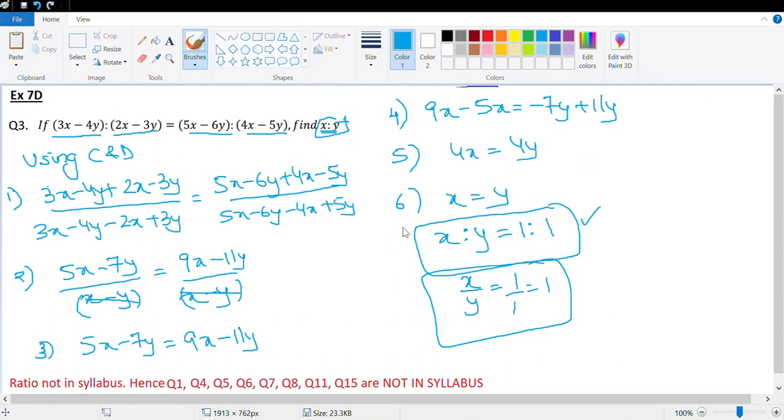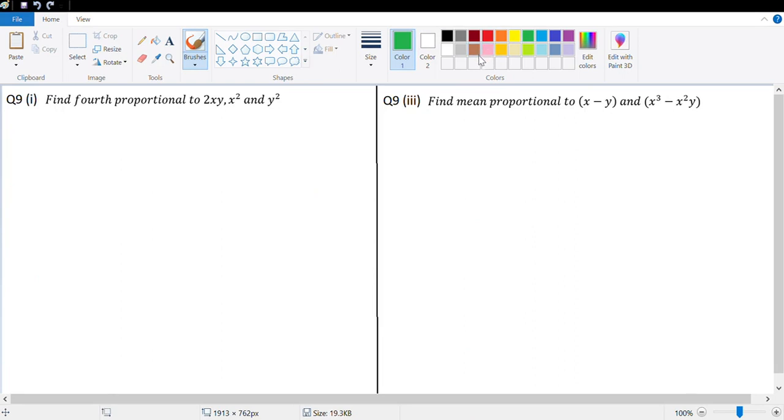Okay, let's go ahead and look at the next question. The next question that we do is question number 9, part 1. It says find the fourth proportional of these terms. So let the fourth proportional be A. So if we have fourth proportional be A, then we have 2xy upon x square is equal to y square upon A.